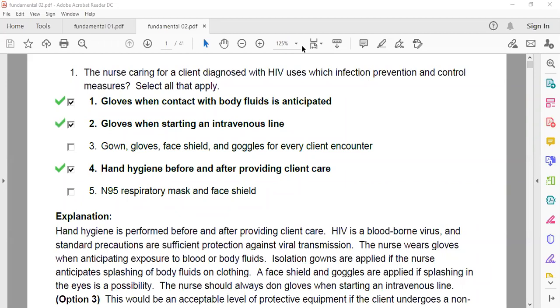While transporting, for example, your patient in your unit needs to go to the radiology department for a chest x-ray or give a blood sample for a blood test. In that scenario, the patient needs transport. So during the transport, the patient should wear a surgical mask.